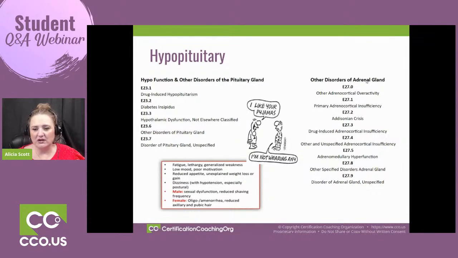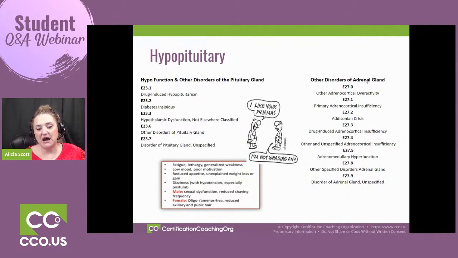I'm not going to read all of these for you, but I do want to mention Addison's crisis, Addison's disease. Absolutely one that, if you're not familiar with, you need to look up. It's going to help you. Cushing's and Addison's are very similar to each other, but pretty miserable types of diseases. And then let's look down at the .8 other specified disorders and .9 disorders of adrenal gland unspecified. So they're still doing testing.